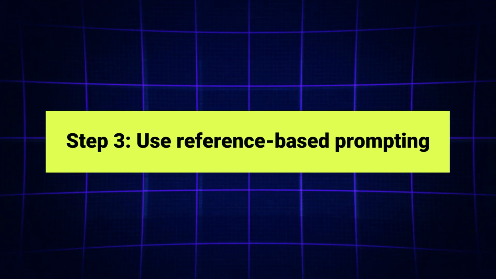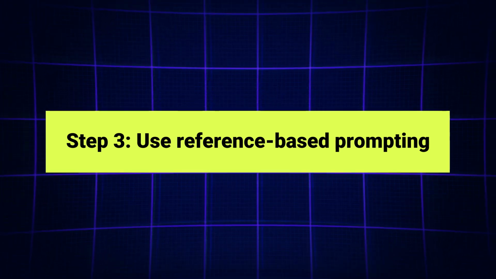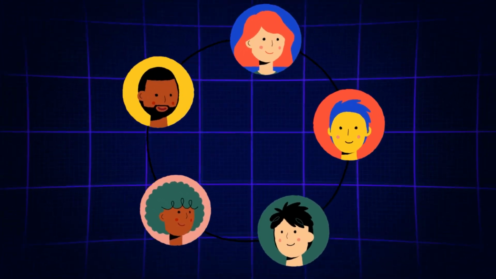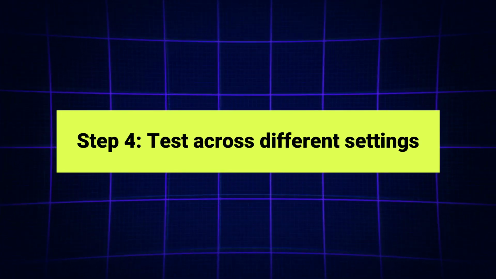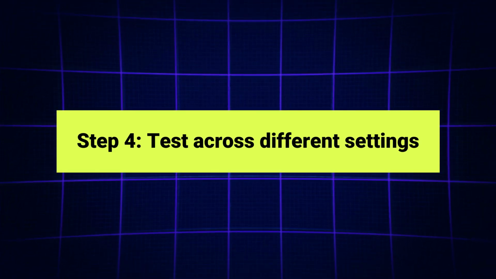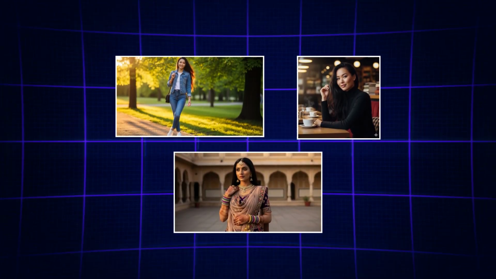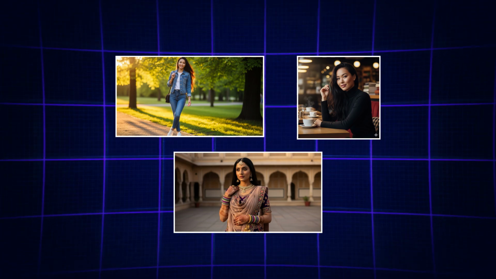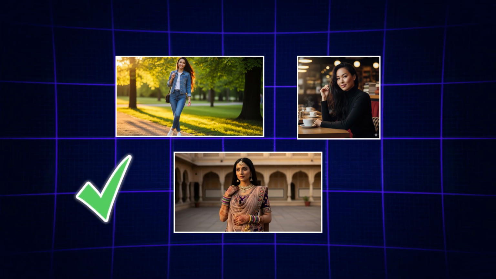Step 3. Use reference based prompting. Most AI tools allow you to upload an image along with your text description. The combination is powerful. The reference image tells the AI this is the face, while the description tells it this is the context. Together they keep the identity locked while letting you change the scene. Next comes test across different settings. Generate your character in multiple scenarios, indoors, outdoors, at a workplace, at a park. If your prompts are strong and your reference image is good, you'll notice the face remains consistent across all those different scenes.